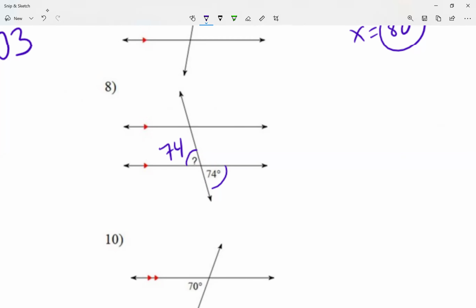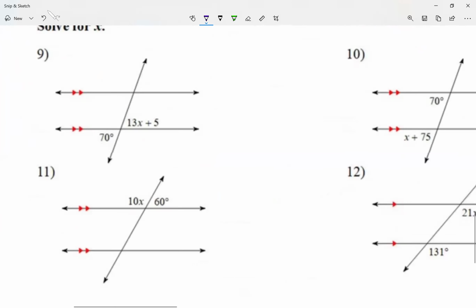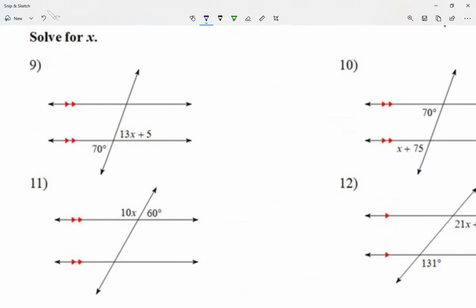So this is going to be part of my homework as well. And then the other part of the homework, I'm going to do questions 9 through 12. Here it says solve for X. So here I'm going to do some algebra steps. First, identify whether the angles you're dealing with are adjacent, corresponding, or vertical.